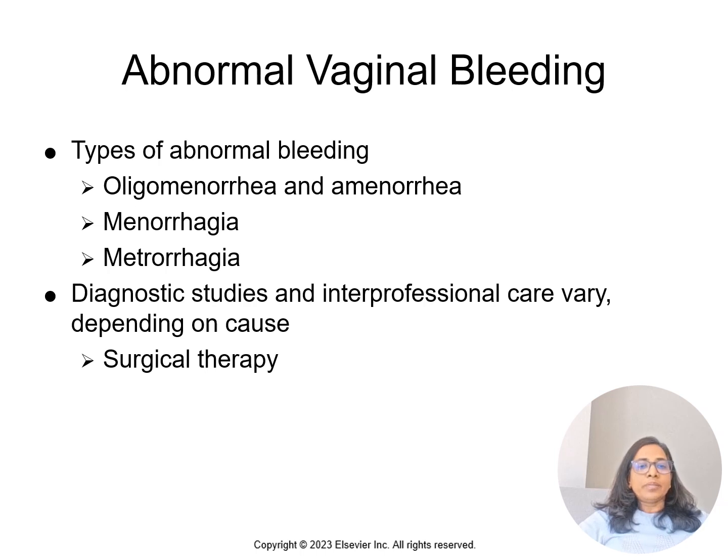Basically, treatment is either medical management or surgical therapy. So, what are the surgical interventions we usually do in patients with abnormal or excessive bleeding? Ablation therapy. So, ablation of the viable endometrium.